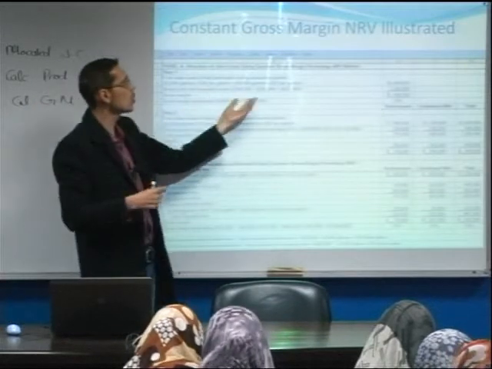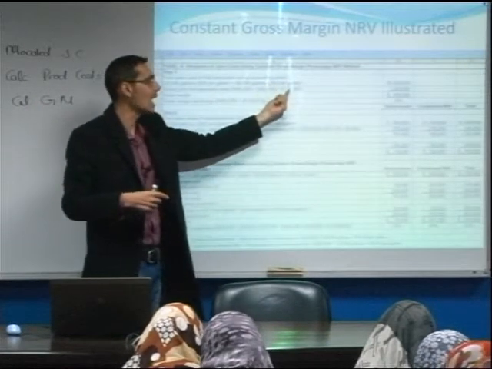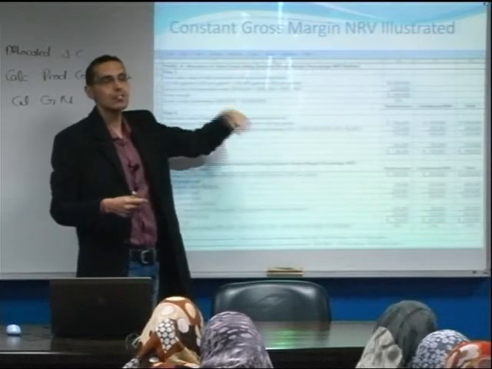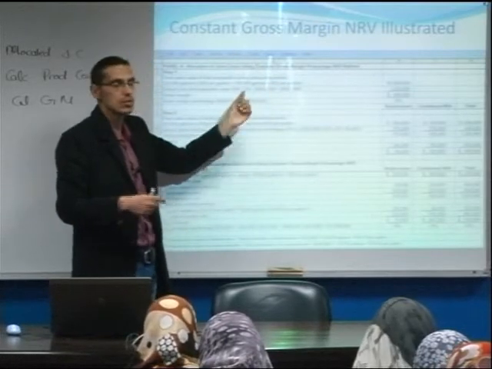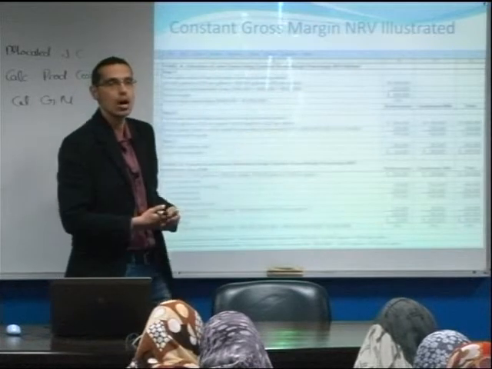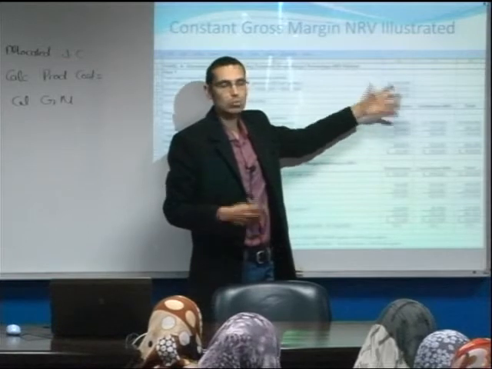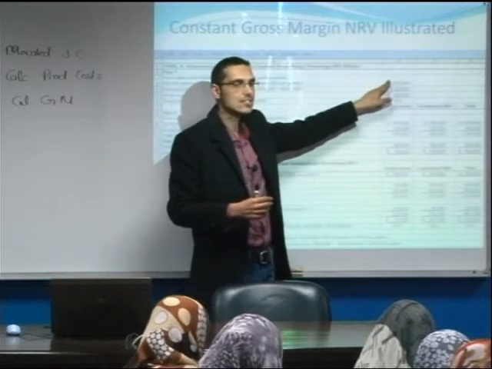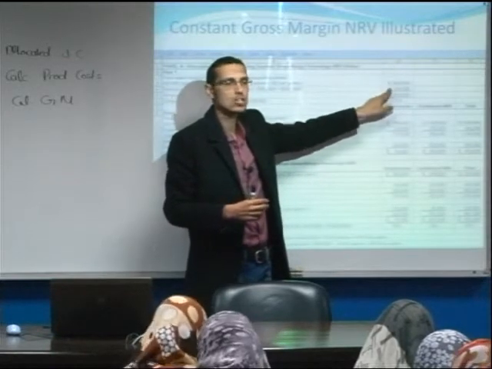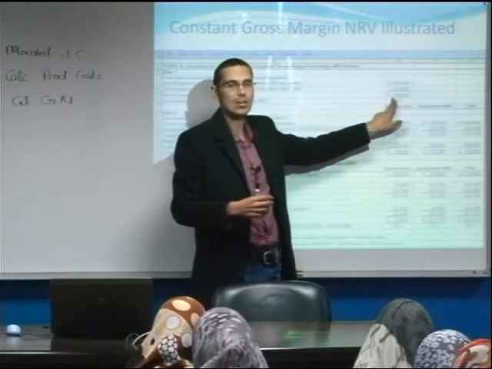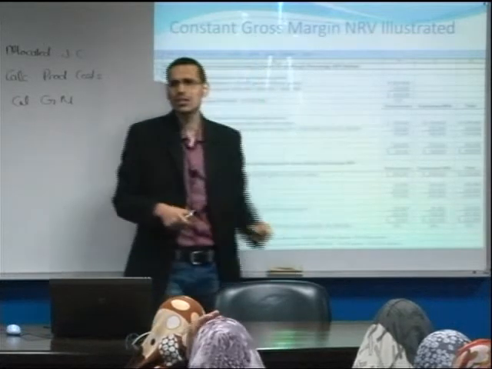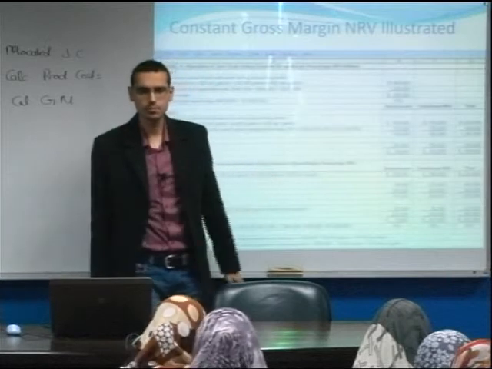Therefore, the separable costs are 280 and 520, and the joint cost is the 400,000. Therefore, the total production costs are 1,200,000. Now, deducting the total production cost from the final sales value would yield us $400,000. What is the $400,000? This is the gross margin.